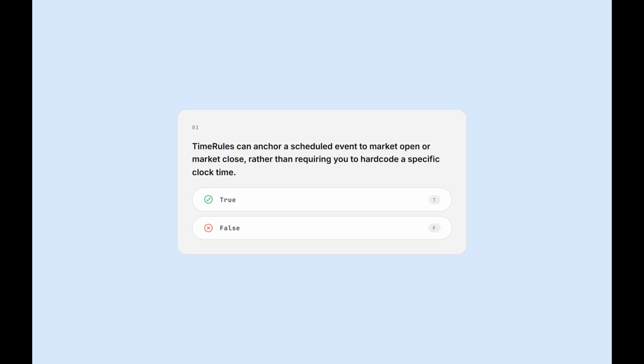Here's a quick knowledge check. TimeRules can anchor a scheduled event to market open or market close, rather than requiring you to hardcode a specific clock time, true or false.